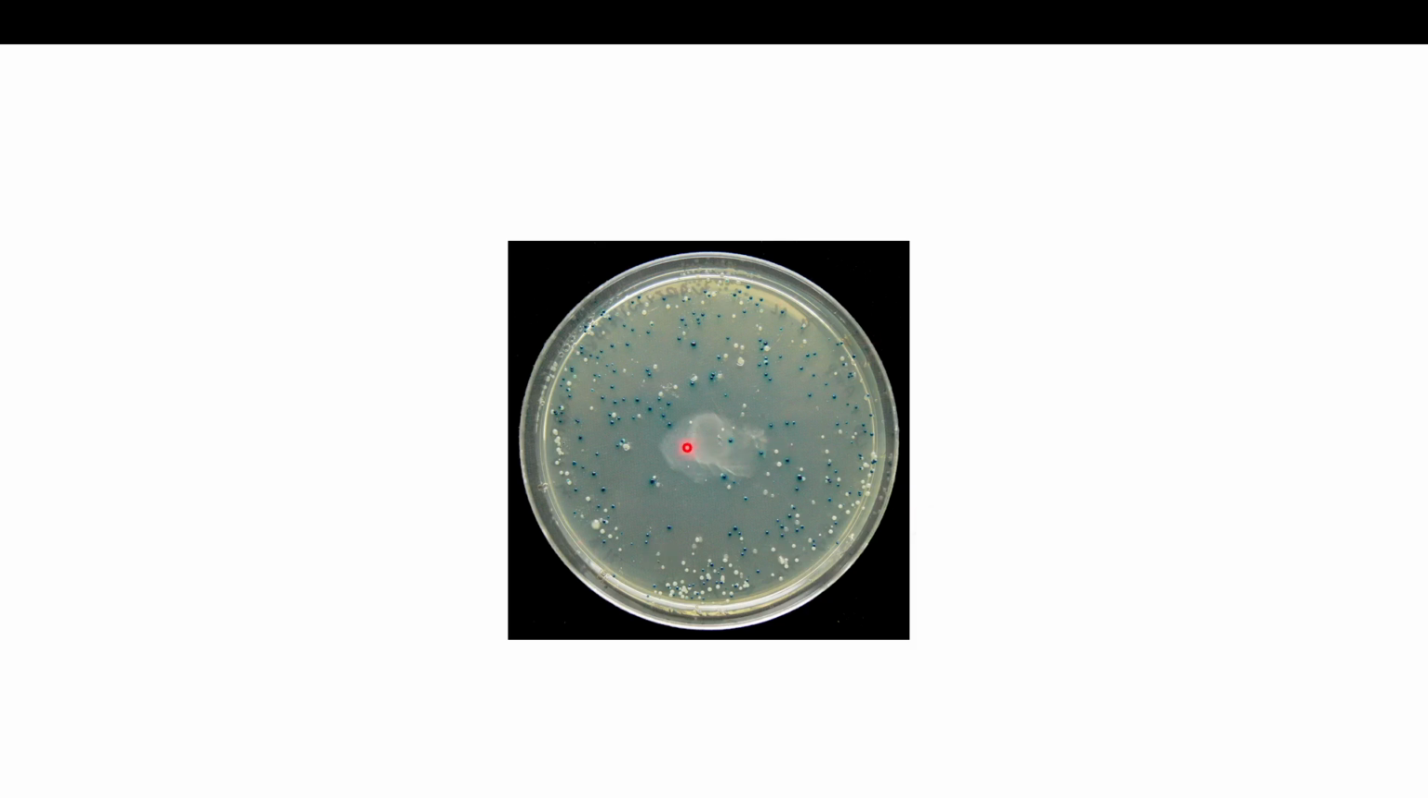So this is how it looks. These white colonies are the ones which have taken up the recombinant DNA, and the blue colonies are the ones which couldn't really take up the DNA, recombinant DNA, I mean. Okay.